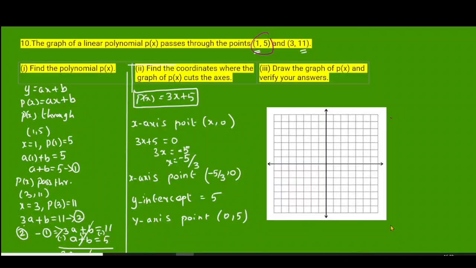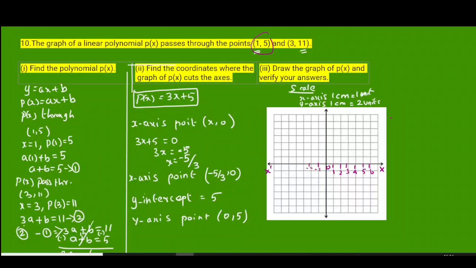For a clear graph, I am going to fix my scale: in the x-axis, 1 centimeter is equal to 1 unit, and in the y-axis, 1 centimeter is equal to 2 units. Then only I can plot the points clearly. So on the x-axis, 1 centimeter is 1 unit.